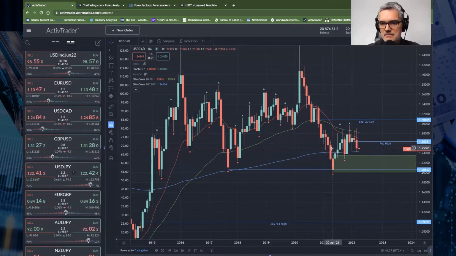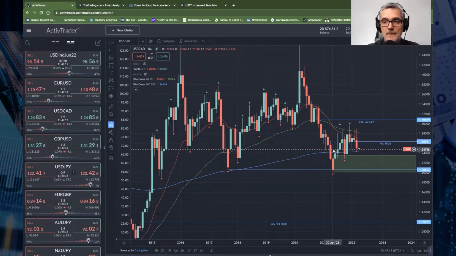We did find buyers come in around April 2021. That's been tested and held. So there is a possibility that there's liquidity above. You can see these two little triangles here. This could be liquidity above July 2021 and also December 2021.